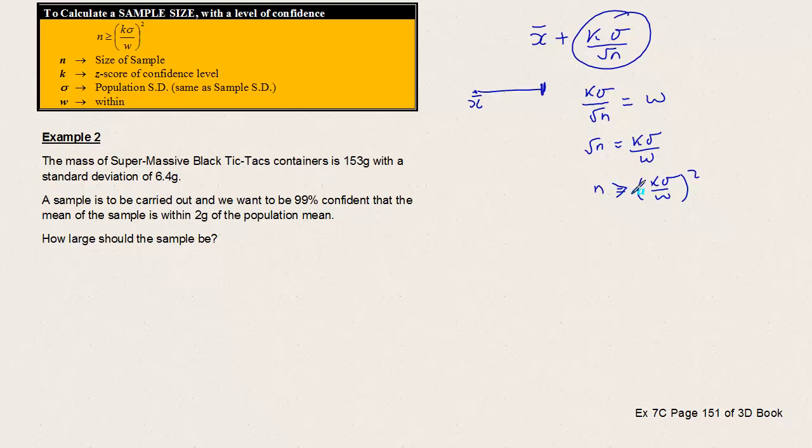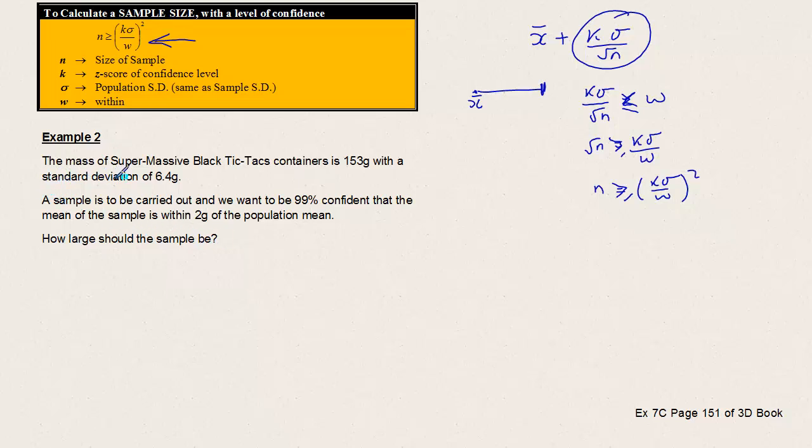Now actually we want that to be greater than or equal to that, and this one would be a less than or equal to there. So that's where this formula is coming from, and can we apply it here?